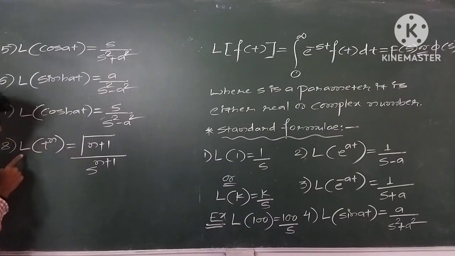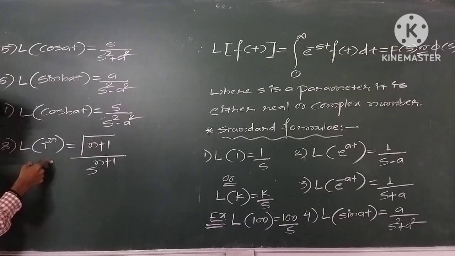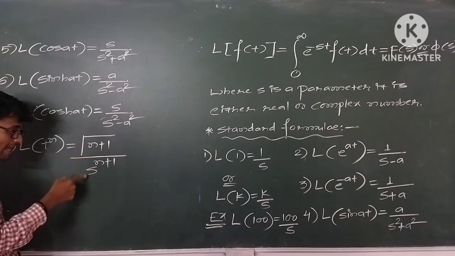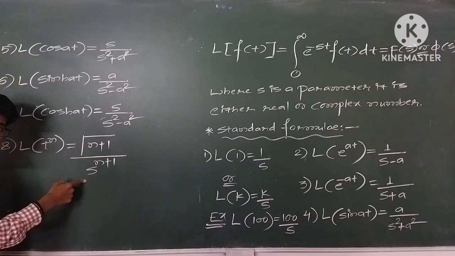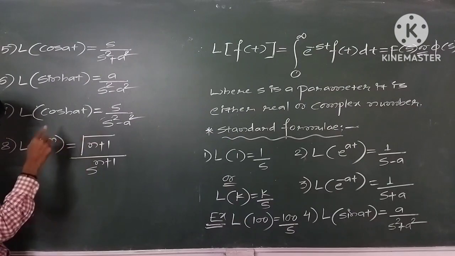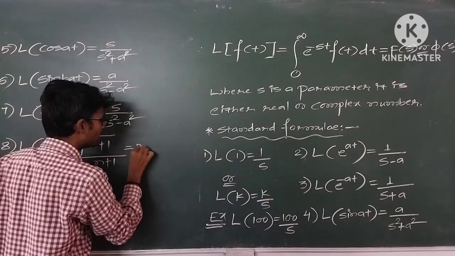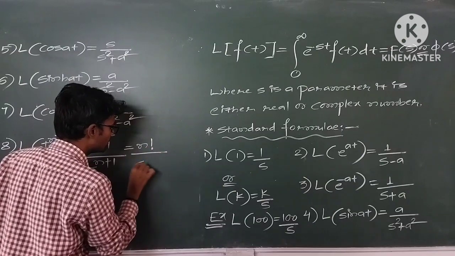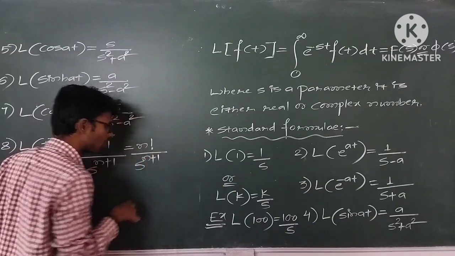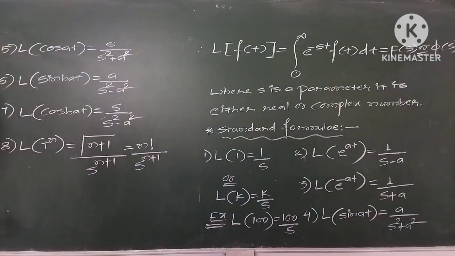See, Laplace transform of t raised to n is equal to gamma function of n plus 1 divided by s raised to n plus 1. And this gamma function of n plus 1 can be written as n factorial divided by s raised to n plus 1. These are the formulas related to Laplace transform.